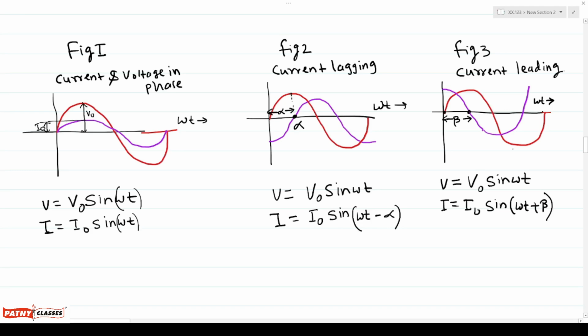And in the third case, the current is attaining its maximum value. At that instant the value of voltage is 0. So as the voltage is 0, the current is maximum. At the instant the current is maximum, the voltage value is 0. So current is leading by how much? By the value of beta. Therefore the expression for current is given by I equals I naught sin(omega t plus beta).